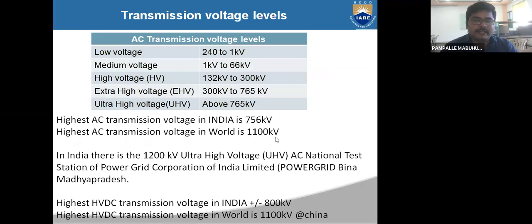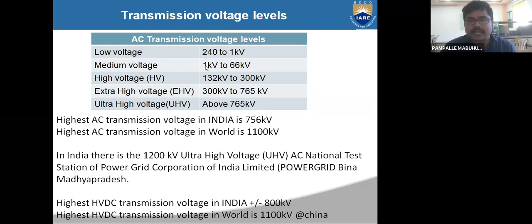Right. Depending upon the level of voltage, lines are sometimes classified as low voltage, medium voltage, high voltage, extra high voltage, and ultra high voltage. So sometimes the lines are called EHV transmission lines, or ultra high voltage transmission lines, or high voltage transmission lines, depending upon the voltage level. If the voltage for transmission is 240 V to 1 kV, that line is generally called a low voltage line.